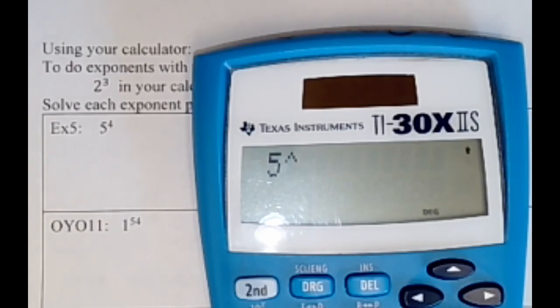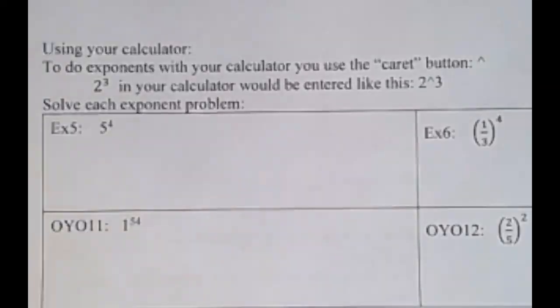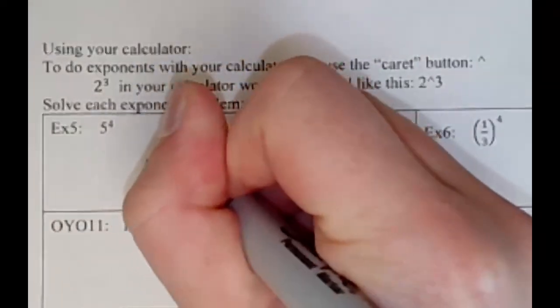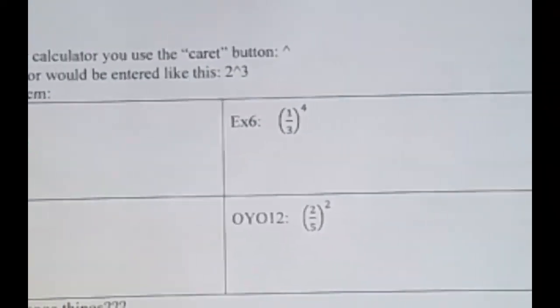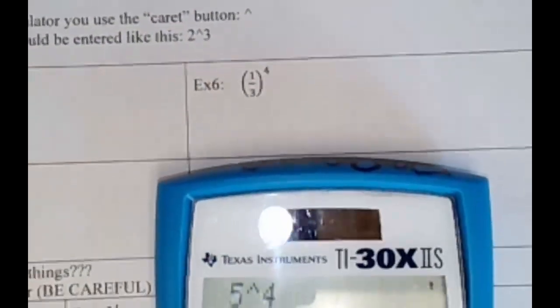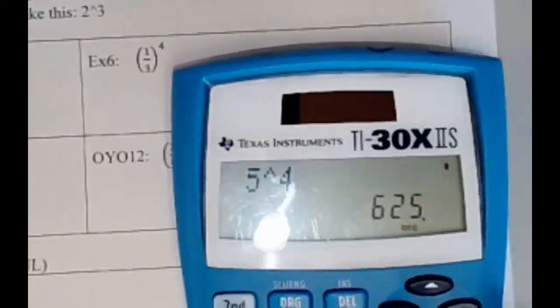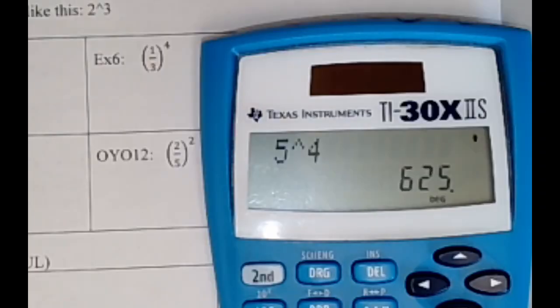That gives you your exponent to the power of 4. Hit enter. 625 is the answer. Some people get confused when they plug in fractions, so I do want to talk about that. Sometimes the fraction button is helpful, but it doesn't work all the time. So what I would rather have you do is use division to represent your fractions.